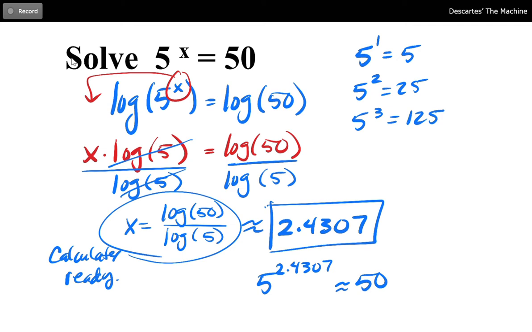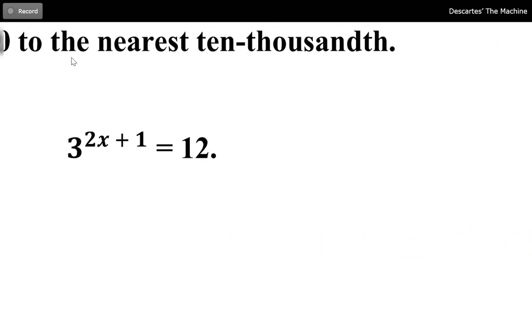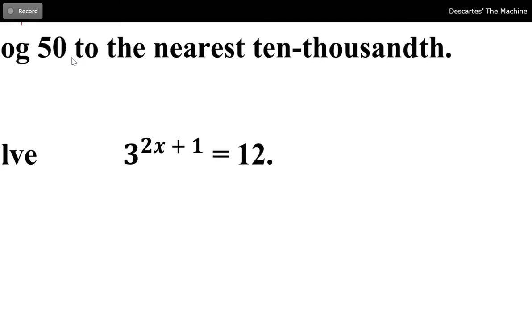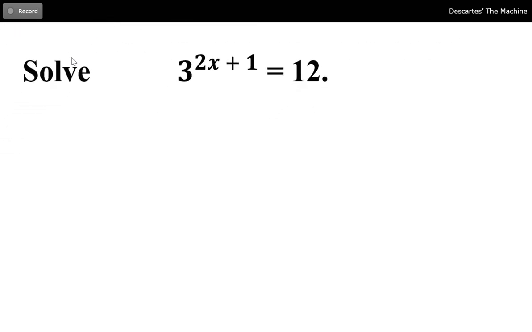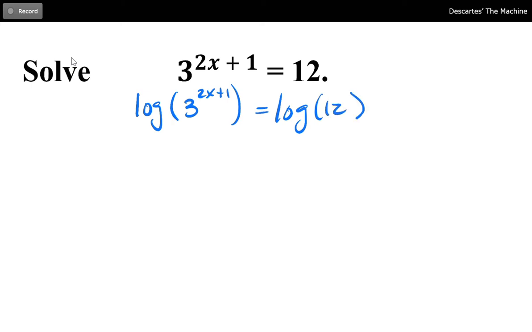Okay, so now here's one that's a little more challenging. Solve 3 to the 2x plus 1 equals 12. The first thing I'm going to do is take the logarithm of both sides, the common log, log base 10 of 3 to the 2x plus 1, and that has to equal log of 12. I can't pull the exponent down as a multiplier until and unless it's a logarithm.